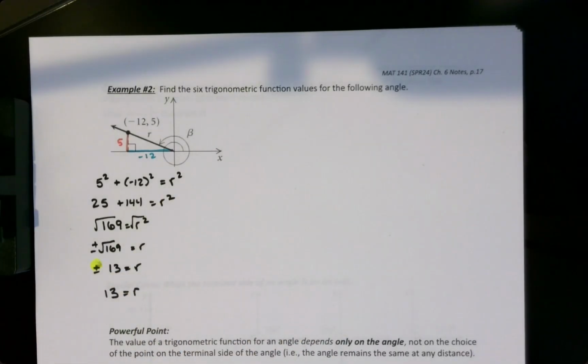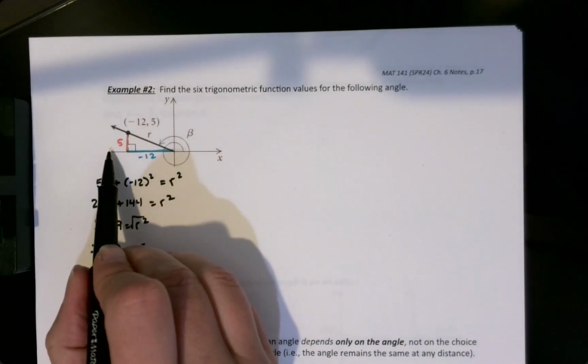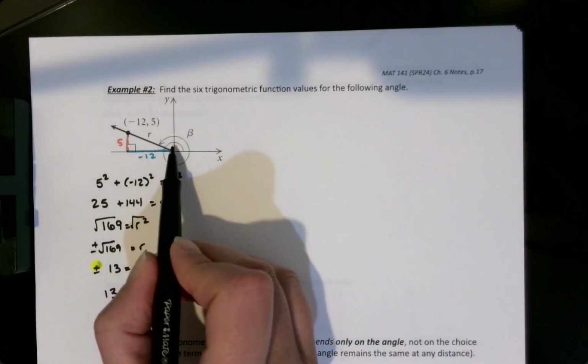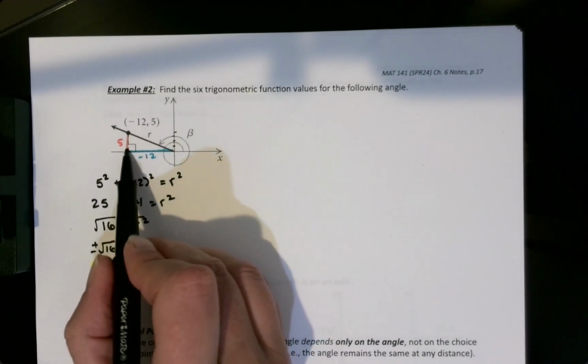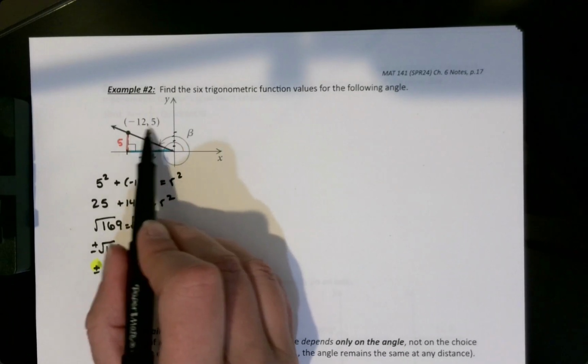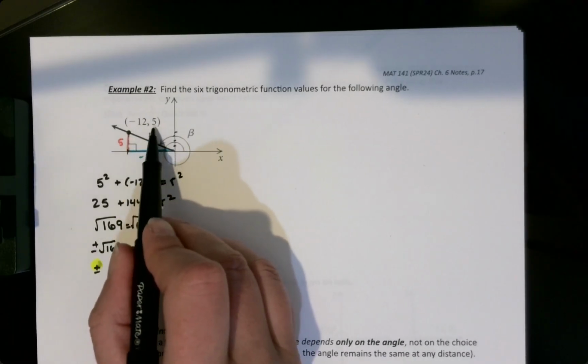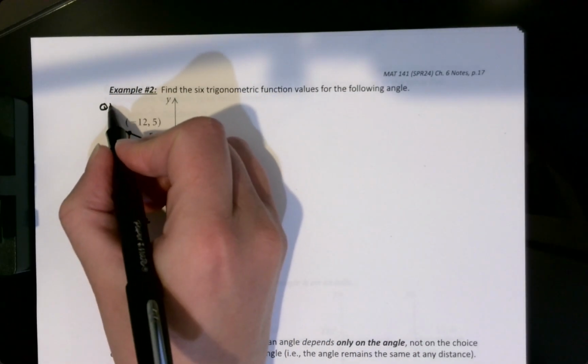X and y, whether you select positive or negative, is going to depend on the quadrant. So in quadrant 2, the y coordinates are supposed to be positive, as you can see, and the x coordinates are supposed to be negative, as you can see. So these two signs have been selected appropriately for an angle in quadrant 2.